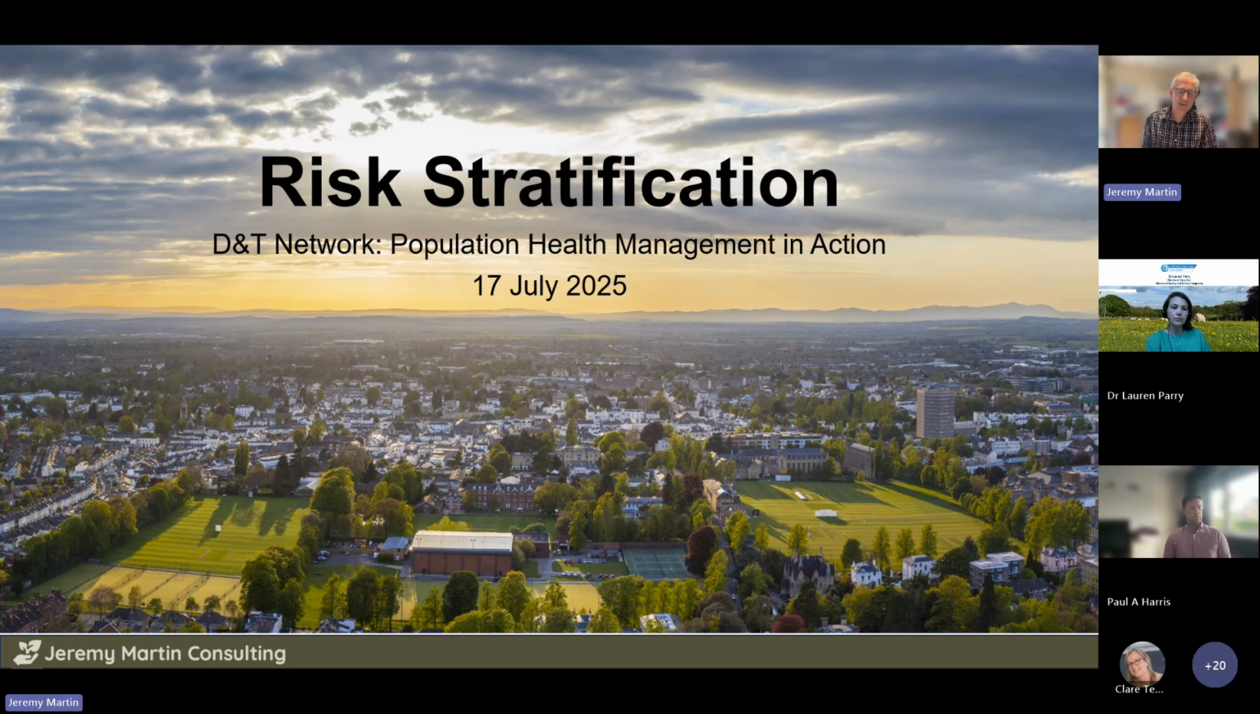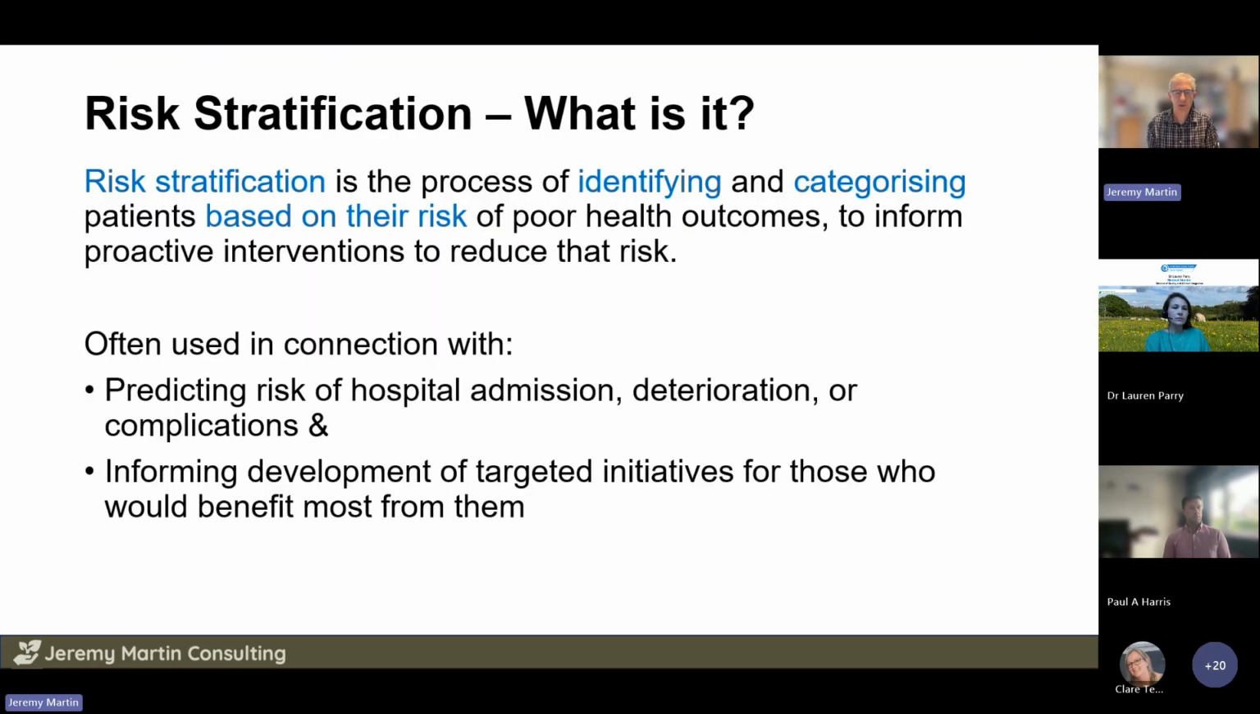So enough about me. So risk stratification then, what is it to start with? So it's one of the tools that you can use under the know category, I suppose, in the previous slides, under know, connect, and so on. Risk stratification is a process for identifying and categorizing patients based on risk, usually the risk of some kind of poor health outcome, very often risk of hospital admission in the next 12 months. That's probably the most common application that we see.